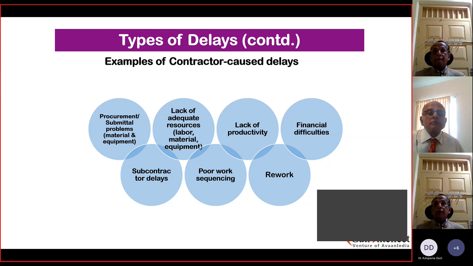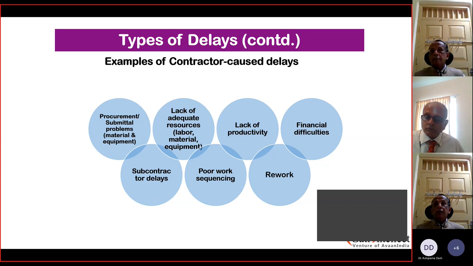Yes, please. So financial is that obviously the salaries and everything have to be paid on time to the contract labor. Similarly, the materials have to be procured. So the contractor will have to fork out some working capital to run the contract. And if this working capital is not provided properly, then there could be financial difficulties, which can result again in delayed payments and delayed execution of the project, which is obviously a contractor cause delay.